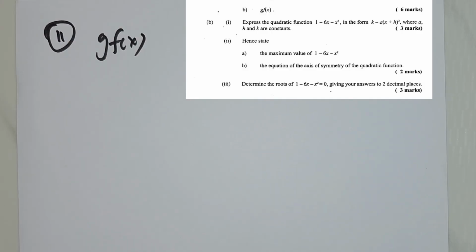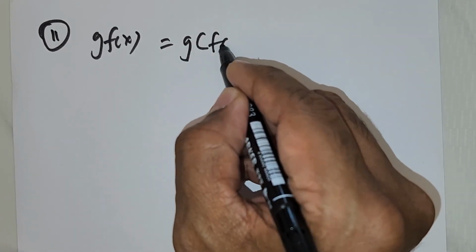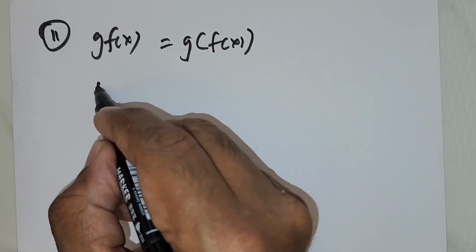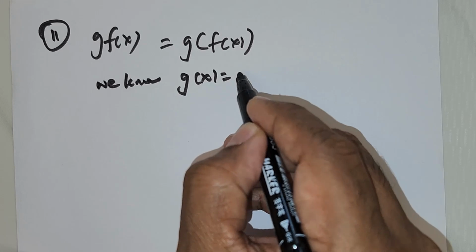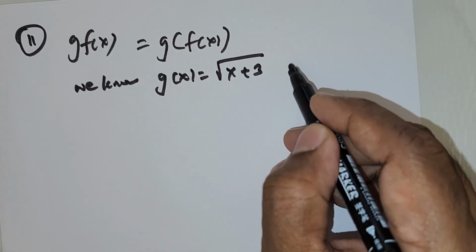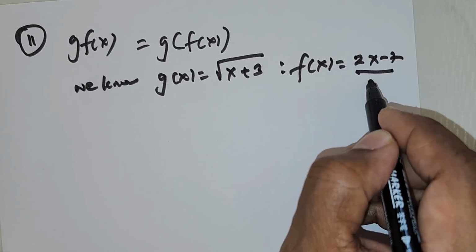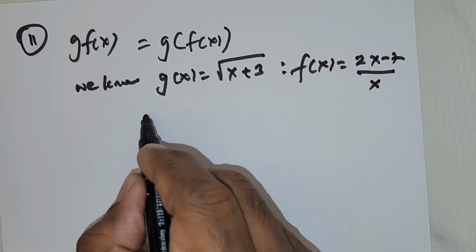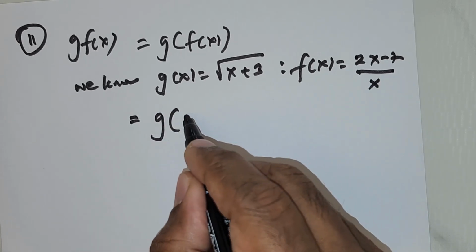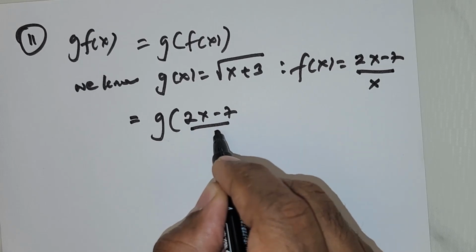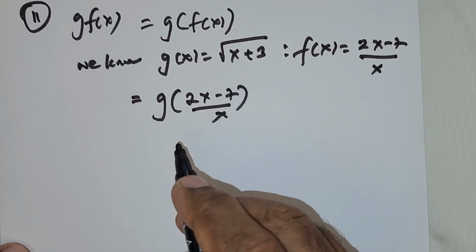So students, this is the next part. We are asked to find gf(x). Now this is nothing but g(f(x)). We know g(x) = √(x + 3) and f(x) = (2x - 7)/x. So substitute the value of f(x), which is (2x - 7)/x, into the g(x) function.